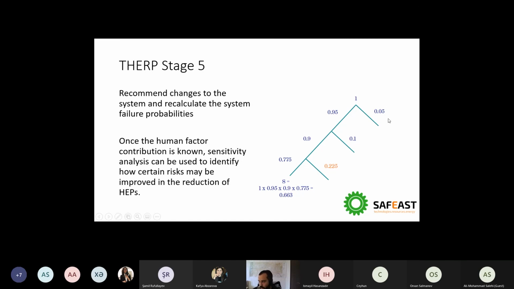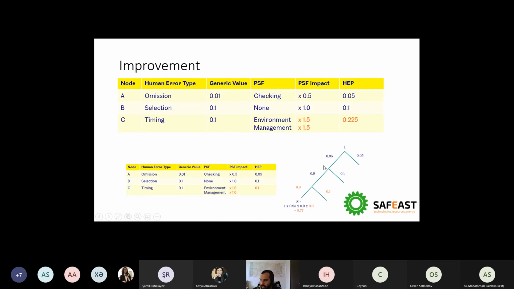If you look at your numbers, you will see that you are doing very badly in that area, on the third task. And then you can add certain other things to make this node safer. You can add, I don't know, an independent check. You can make the process conditions better, environment better, management better, and then you can see the effect of this on your tree. If you add an environmental and management factor, now it will be 0.1 instead of 0.225, and now your success factor will be 0.77. So it will increase dramatically.